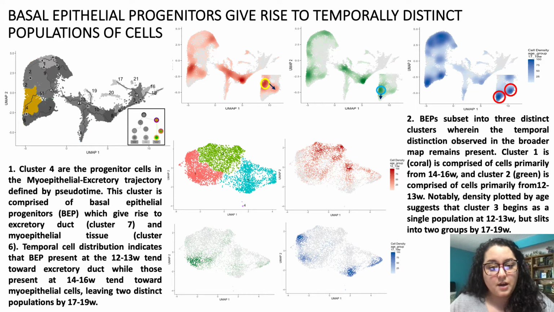Therefore, we subset this cluster with more strict parameters, and we observed that this cluster split into three other clusters. And when we look at the temporal distribution of the cells within these three groups, we found that it mimicked the distribution seen in the larger plot, where the majority of the 12 to 13 week cells sit in cluster 2, 14 to 16 weeks sit in cluster 1, and 17 to 19 week is a little bit mixed, as we observe here.